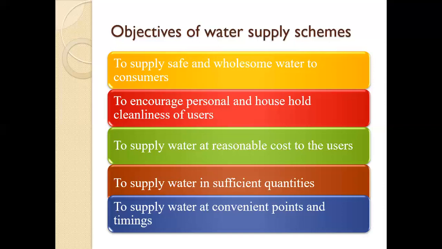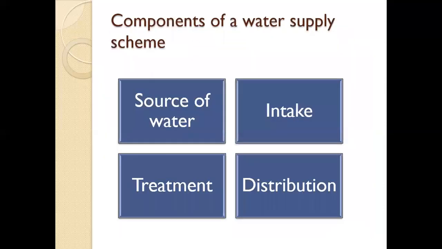That means it should reach each and every housing, or each and every point of the user, such that the person would not be required to carry the water from a distance of miles. Water should reach their point, I mean their houses also. These are the basic components of the water supply scheme.